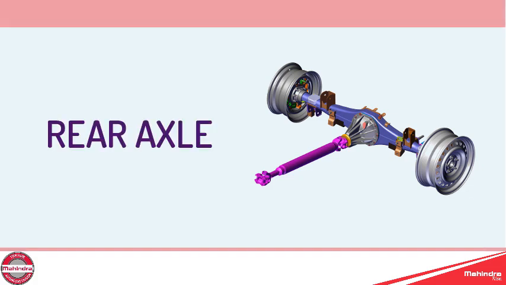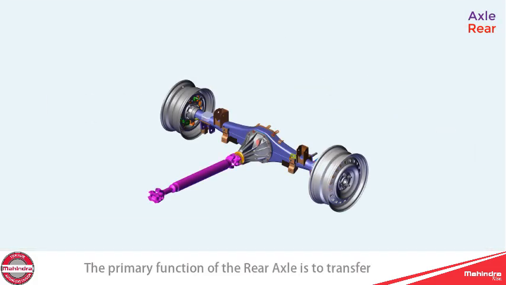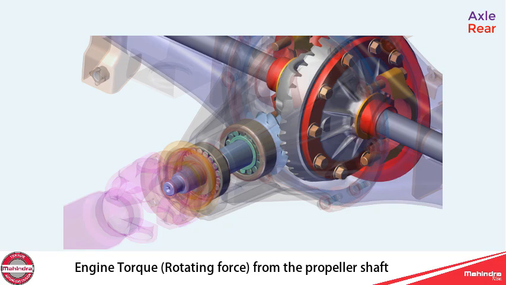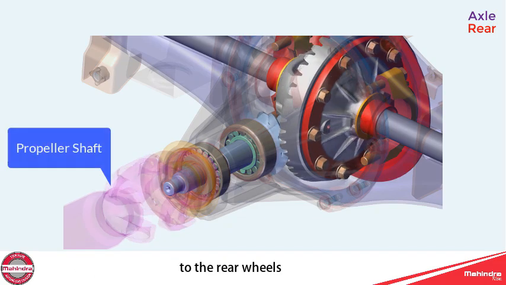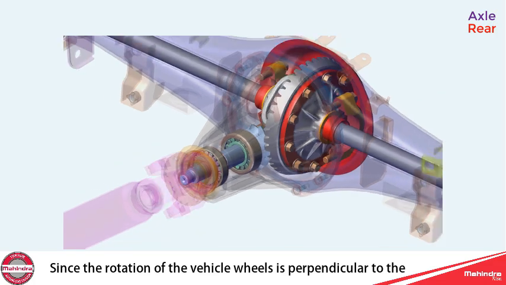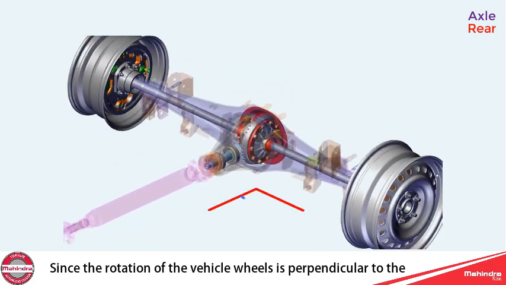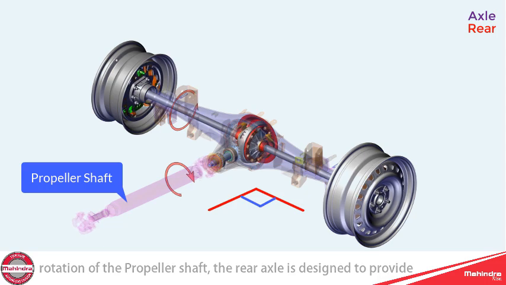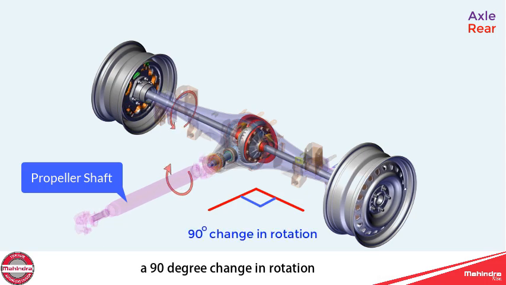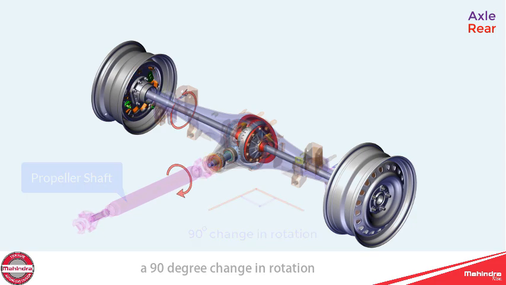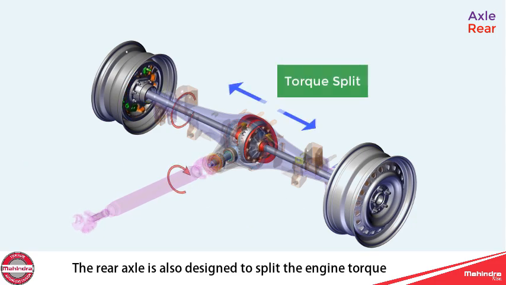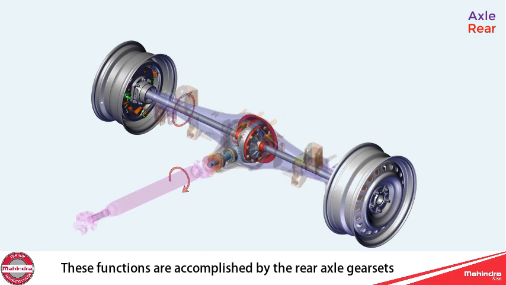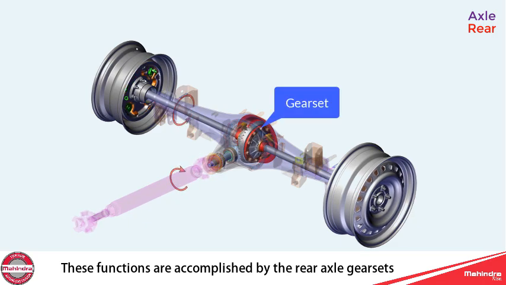Rear axle. The primary function of the rear axle is to transfer engine torque, that is rotating force, from the propeller shaft to the rear wheels. Since the rotation of the vehicle wheels is perpendicular to the rotation of the propeller shaft, the rear axle is designed to provide a 90-degree change in rotation. The rear axle is also designed to split the engine torque between two wheels. These functions are accomplished by the rear axle gear sets.